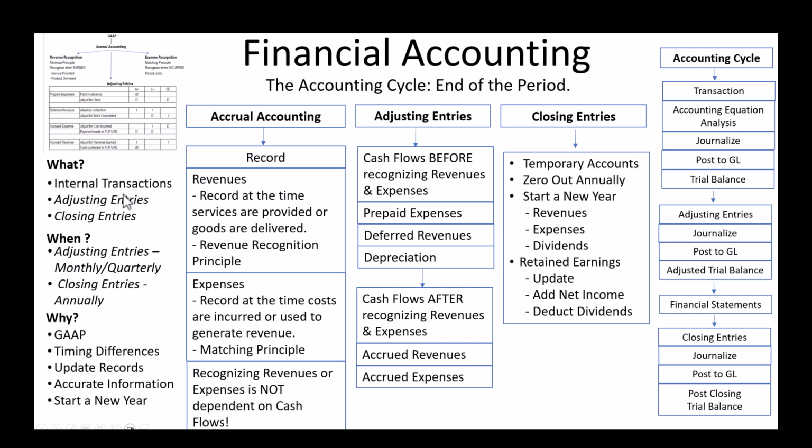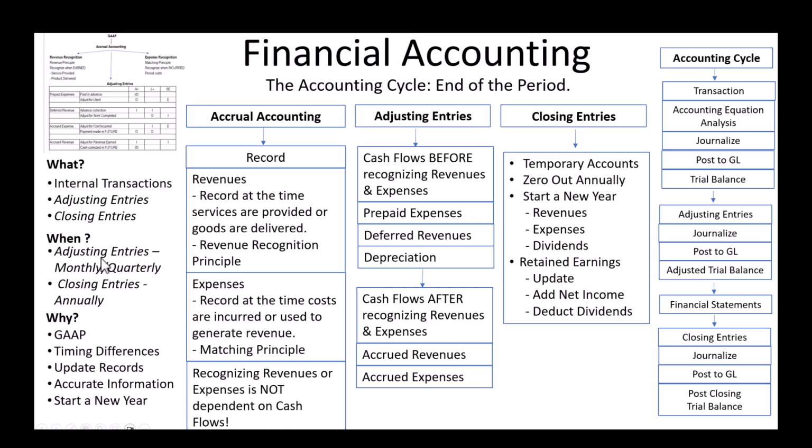Internal transactions do not involve any outside parties. Internal transactions only involve updating the company's books. There are two types of internal transactions for a company: adjusting entries and closing entries. Adjusting entries are internal transactions because they are done at the corporation to record changes in assets and liabilities and the related revenues and expenses that have occurred during the period, but have not yet been recorded.